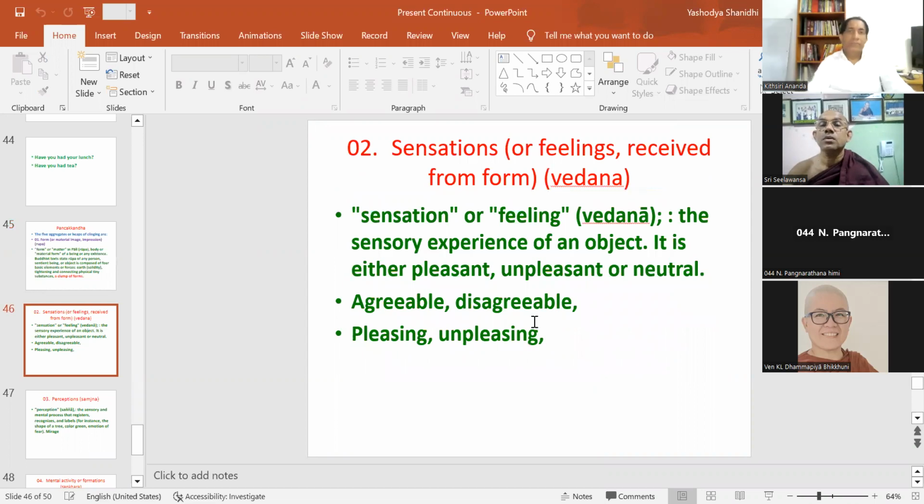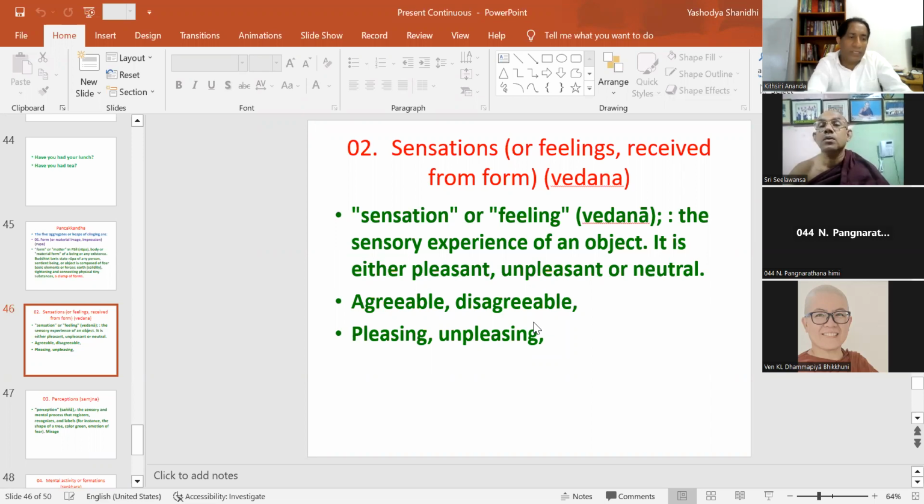Then the second group comes: feelings, sensations. Vedana is generally translated into English as feelings or sensations. Sensations or feelings, Vedana, are the sensory experience of an object. Vedana, or feelings, are actually found in two different tones. Sukha Vedana, pleasant feelings. Dukkha Vedana, unpleasant feelings.